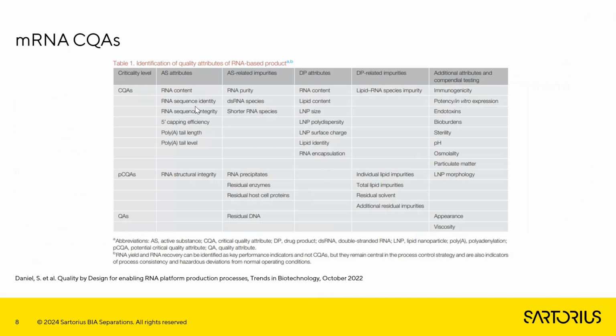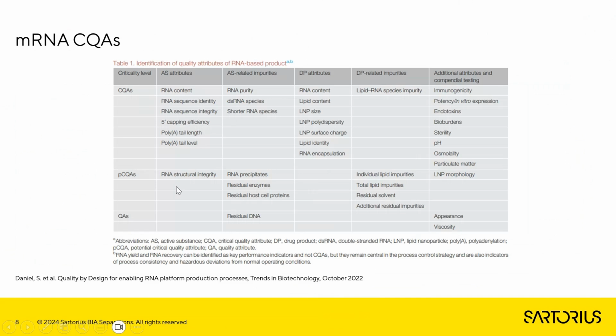There are product-related impurities, such as RNA purity, double-stranded RNA. This is the one we're going to talk about most today, as well as RNA fragments or shorter RNA species. I will not talk about the DP attributes, meaning the LNP attributes. This is not part of today's presentation.